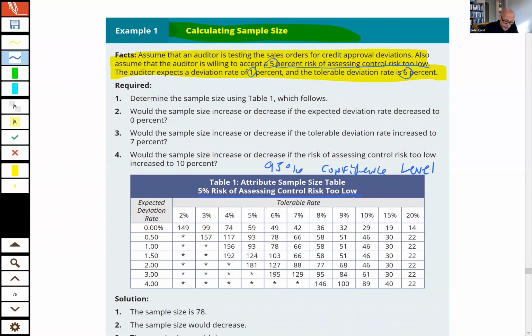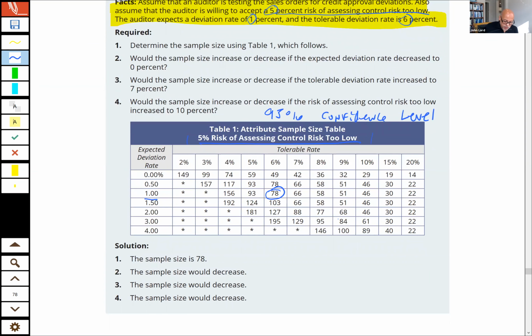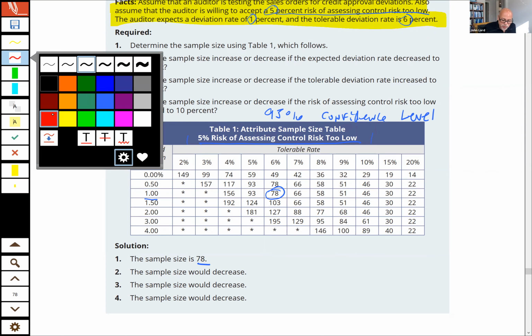Then we look, and this is the only table Becker gave us here, right? So we know we have to go to this table. But then they told us that the expected deviation rate is 1% and the tolerable deviation rate is 6%. So I bring my finger along the 1% expected deviation rate row, the 6% column, and my sample size is 78, right? Okay, good.